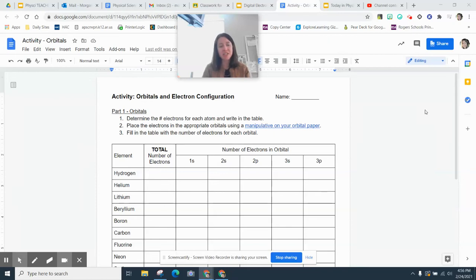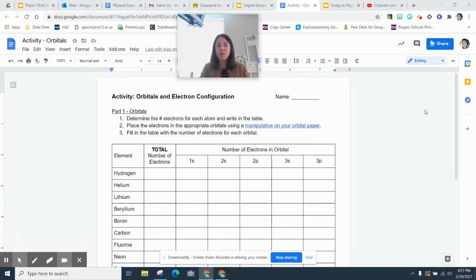Guys, Miss Egg here. So I would like to explain the activity over orbitals and electron configuration. So in the classroom, we're going to be doing this with paper and then with pennies representing electrons. But what I'd like to go over is how to work the digital version and what it means.